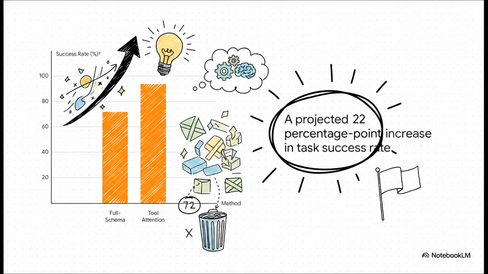And that incredible efficiency, it translates directly into better performance. The paper projects that task success jumps from around 72% all the way up to 94%. That is a massive leap, over 20 percentage points. And why? Well, it's simple. The model has a clean, uncluttered workspace to actually think and reason properly.